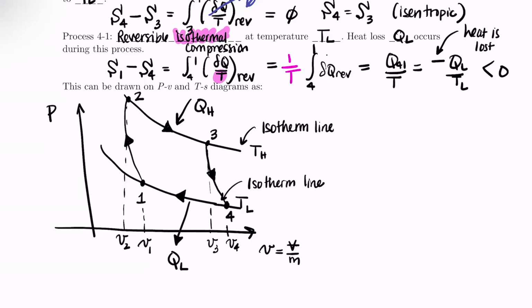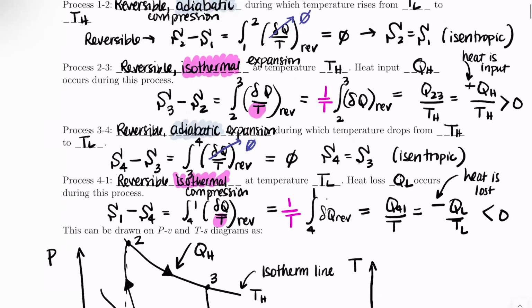Okay, cool. The TS diagram is quite a bit simpler, so we'll do that second. I'm going to have temperature on my vertical axis, and then I am going to have specific entropy, so this is S over M, on my horizontal axis.